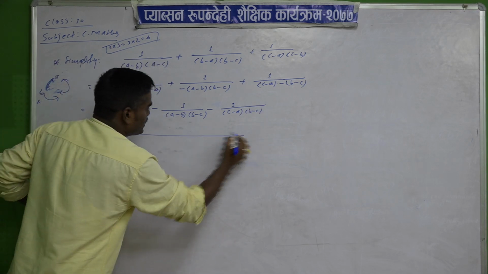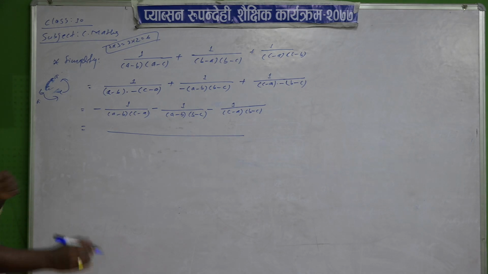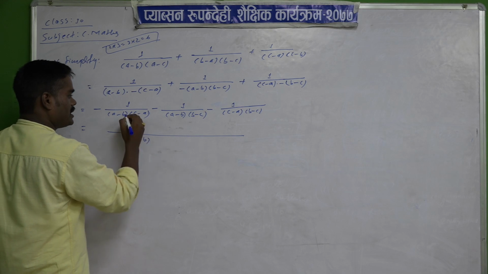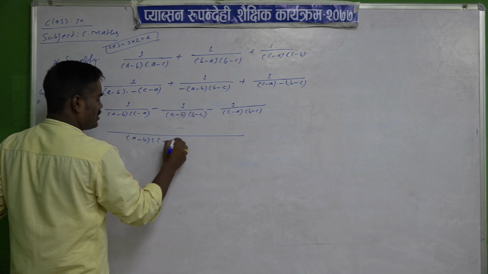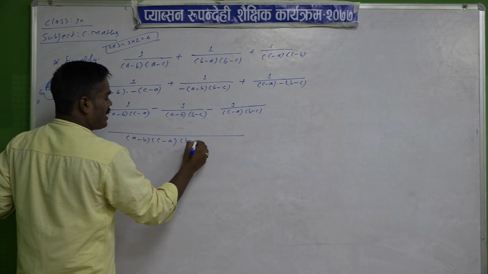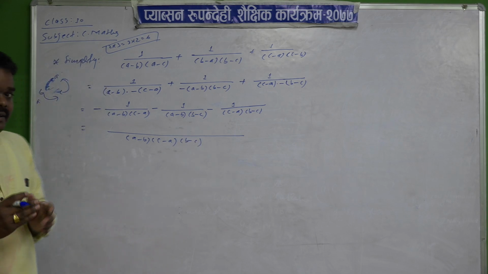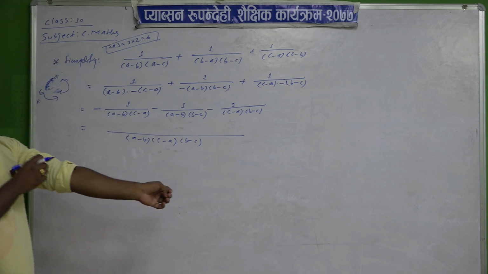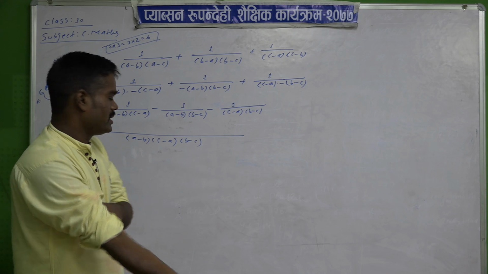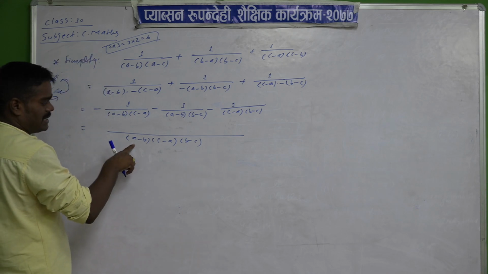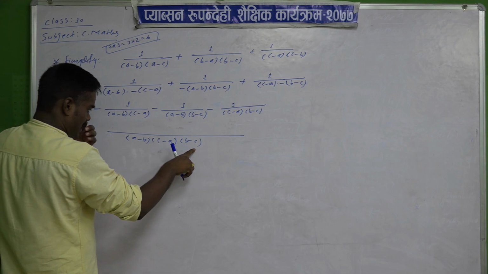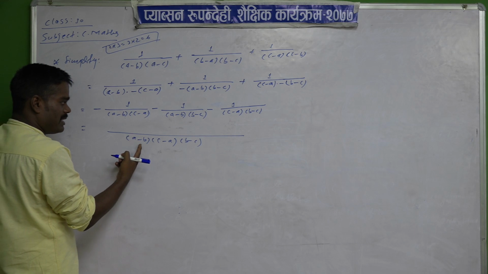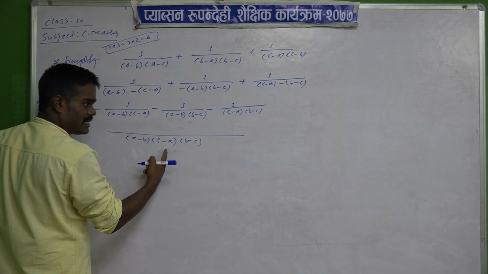Now take the LCM. So what is the LCM? (a minus b), (c minus a), (b minus c). And you know very well, after the LCM we have to divide the LCM by the denominators. So (a minus b) into (c minus a) into (b minus c) divided by (a minus b) into (c minus a). (a minus b) cancel, (c minus a) cancel, what is left?